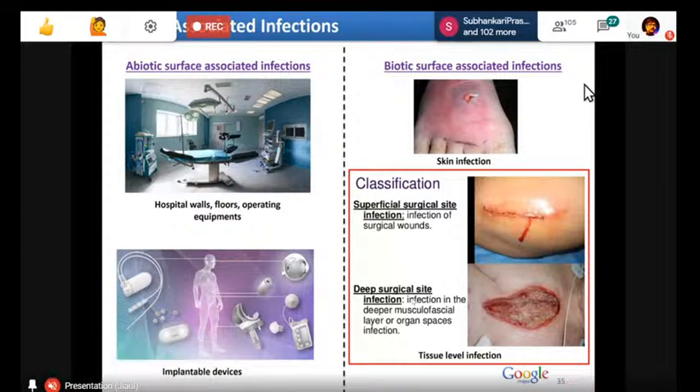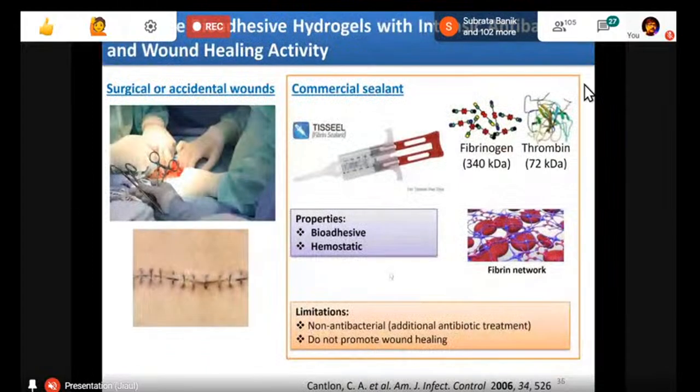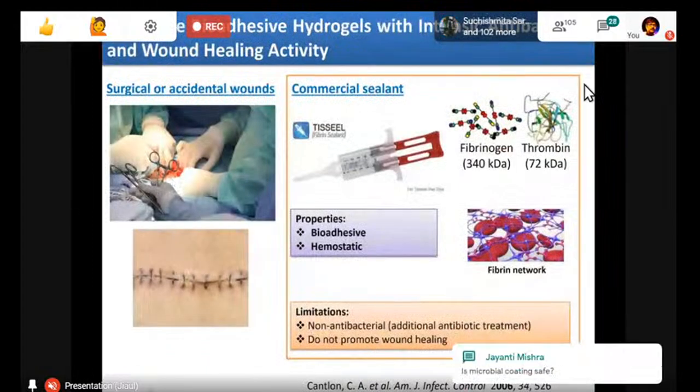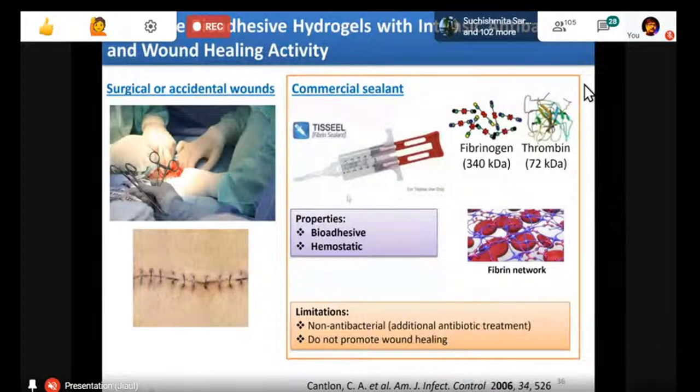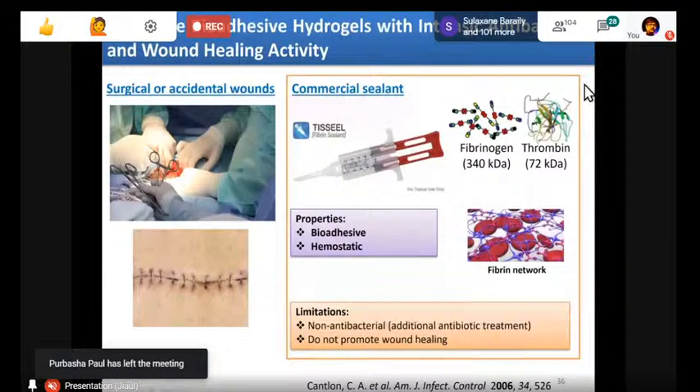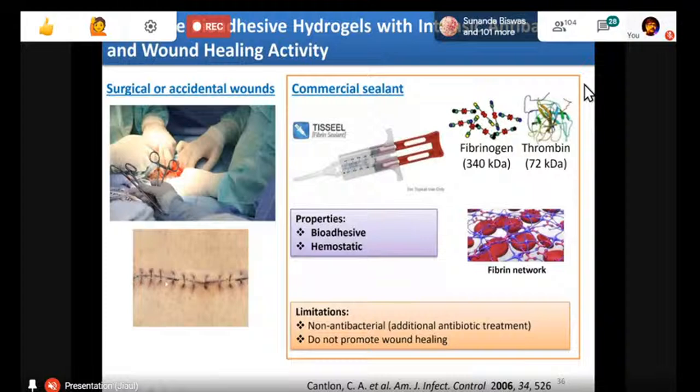So what we generally do after this infection is that the doctor does the stitches like this, and then in most cases they apply a commercial sealant. This is the only clinically approved and available sealant. It is an injectable solution, but the moment it is injected, it forms a gel and fills the empty spaces. That's why it's called a sealant, because it helps to seal.